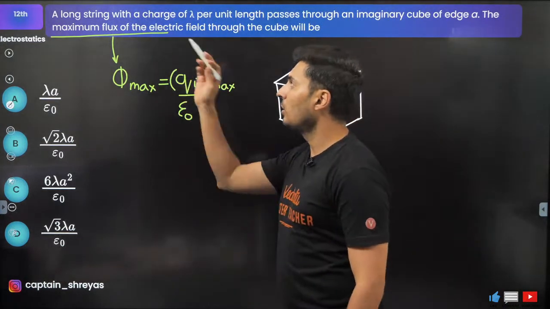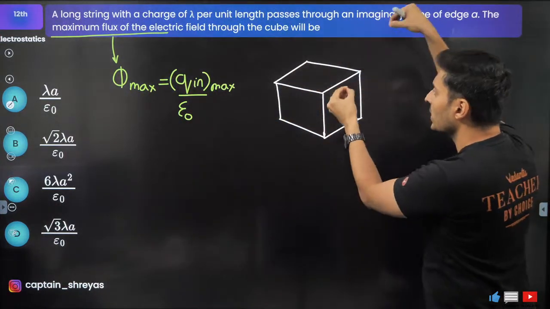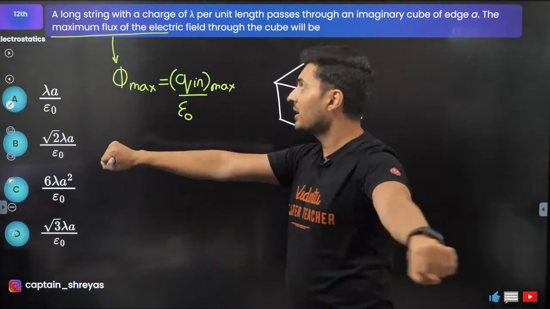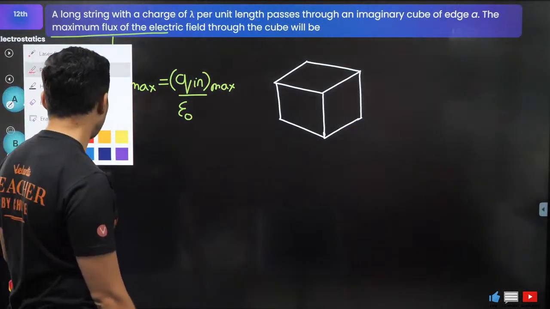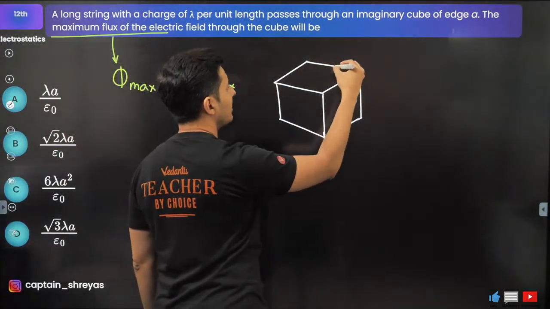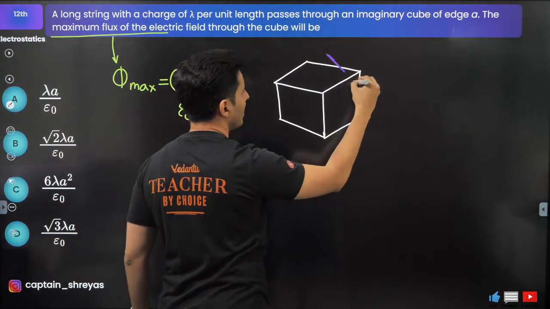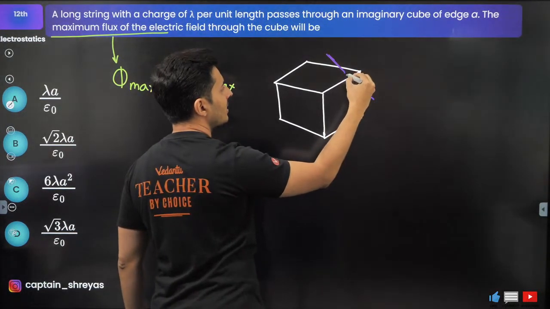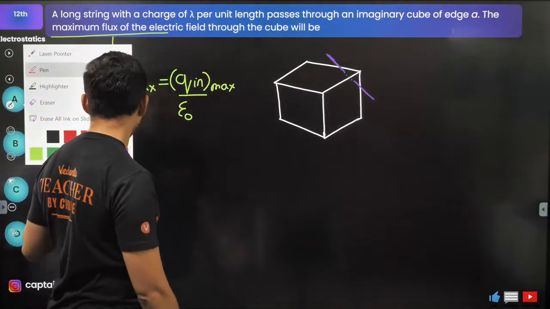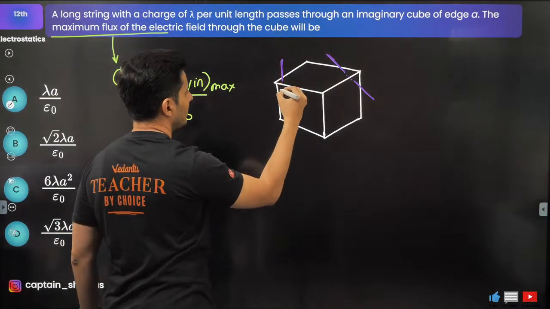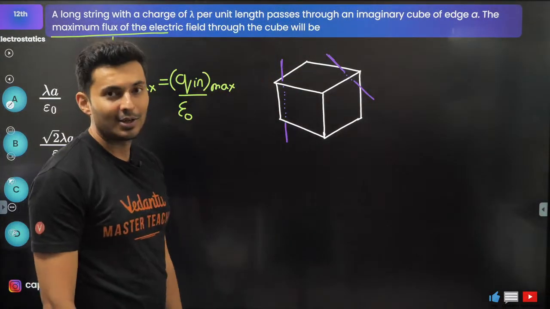You should somehow see to it that maximum charge passes through it. Who is the charge carrier? The long string with some charge per unit length. How do you place the string so that maximum charge is inside? Remember, it's a long straight string. If you make the string go like this, hardly any charge is there inside. What if I make the string go like this? Okay, there is a decent amount of charge inside the cube.